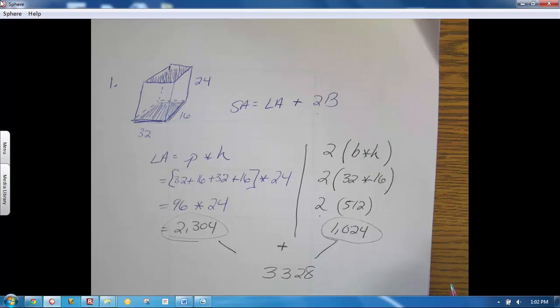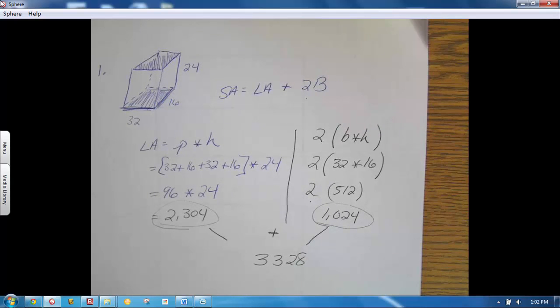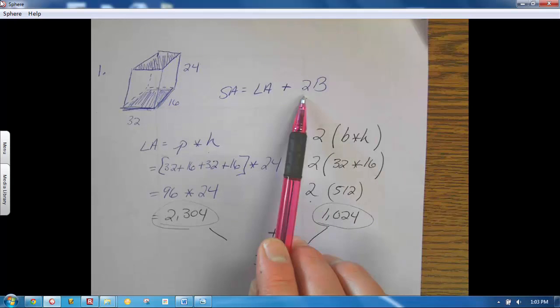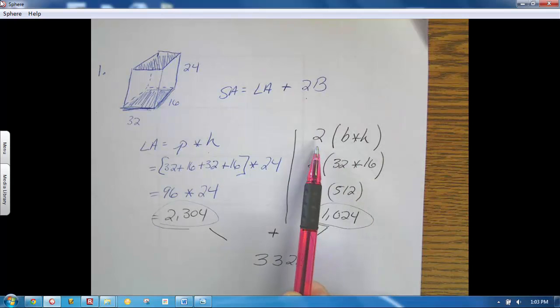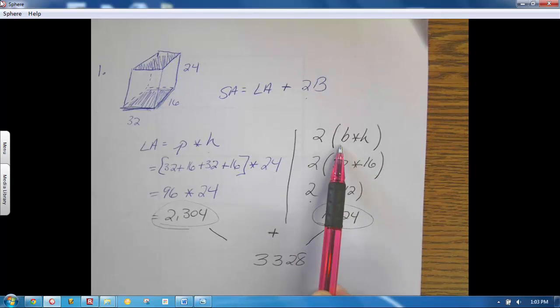Okay, so again, we break down our surface area into two components. The lateral area, which we find by multiplying the perimeter of the base times the height of the prism. That got us 2,304. And then we find the area of both bases. We take 2, because there's two bases, times the area of the base. In this case, my base was a rectangle, so I do base times height.